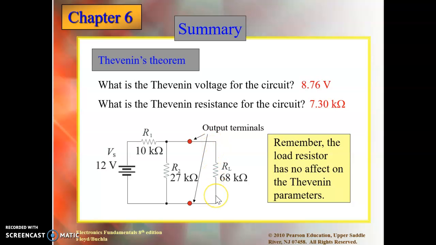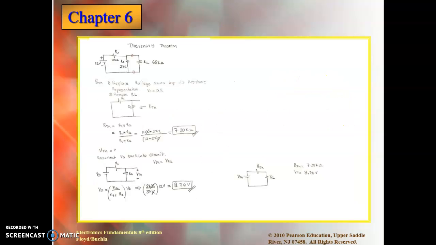We are not going to change anything from the RL. We're just going to remove it, Thevenize these circuits, and then put RL back into it, okay? So they're giving us the solution, but I actually work it out. So let's see what it does. So we have our source, R1, R2, and RL gets removed.